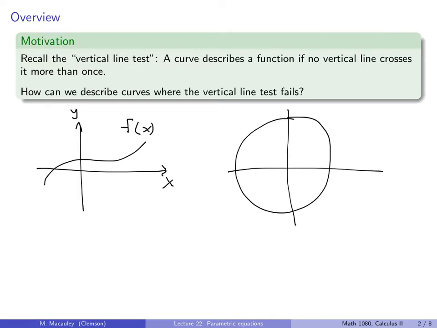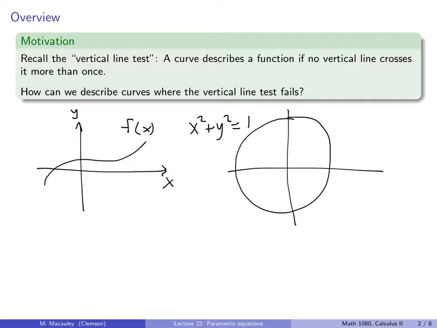Here's a circle. How do we describe this curve? Well, in this case, one answer to this question is we could describe this as all points where x squared plus y squared equals 1. That is certainly going to work, right? But I'm going to show you a different way, and in some senses, it's probably better because it's going to work for more functions.